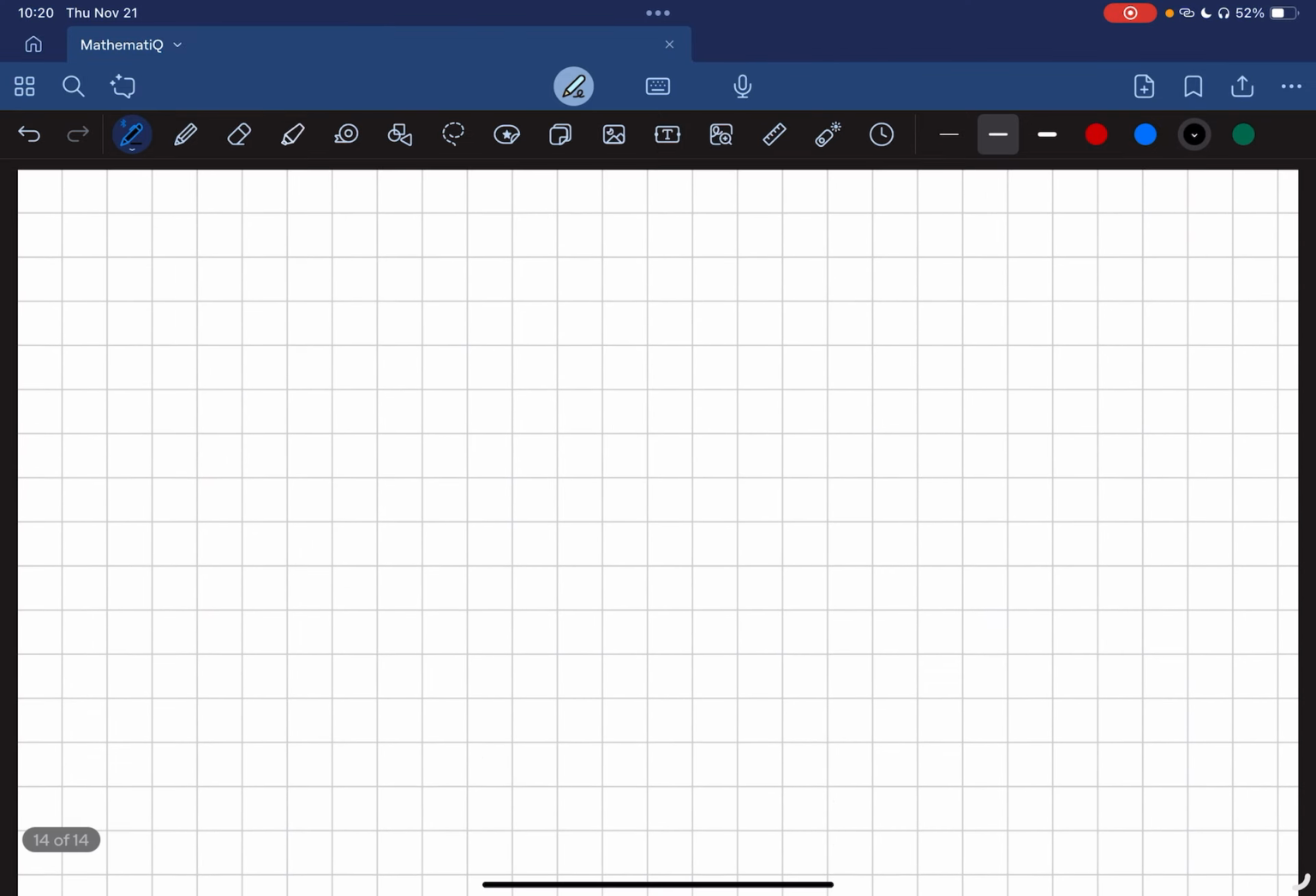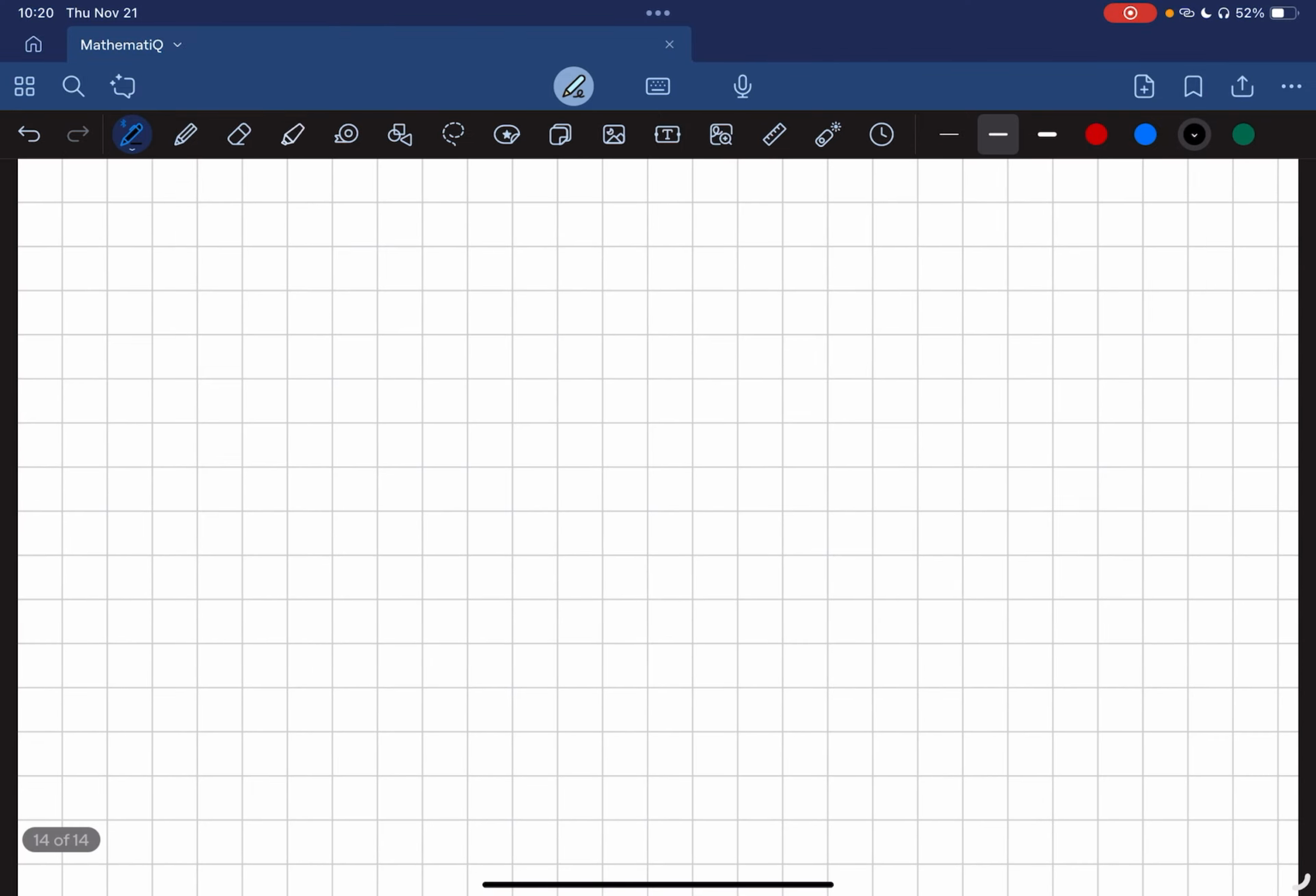Let's try this one. Let's take the following binary number: 11110001. Once again, start by breaking it into chunks of 4, starting from the least significant bit. So this is our first chunk, and this is our second chunk.